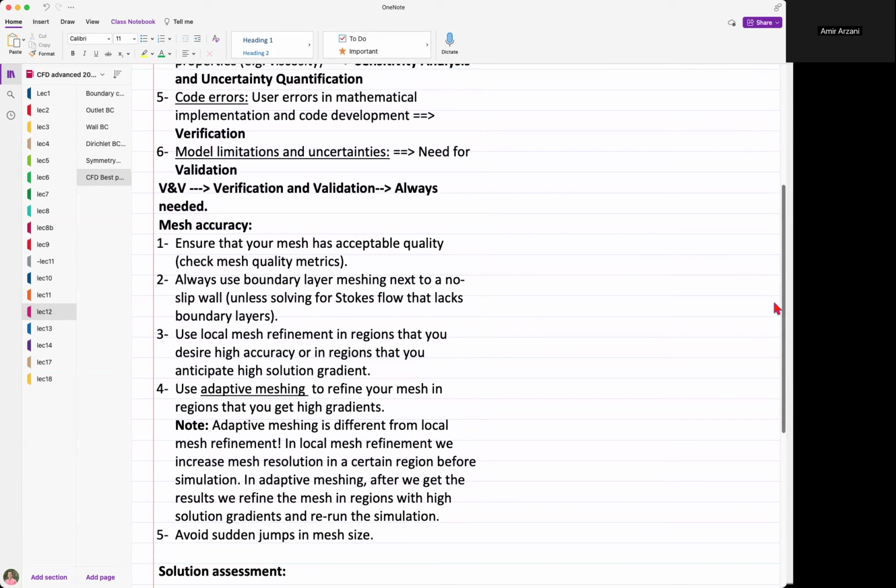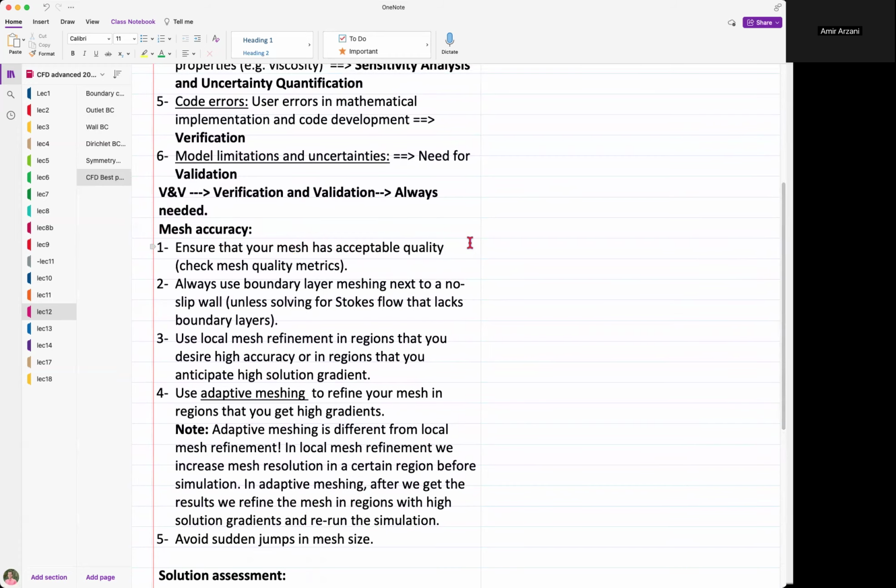And then in terms of our mesh accuracy, we need to make sure our mesh has acceptable quality. So we can always check the quality of our elements. Either the mesher that we're using outputs mesh quality metrics, or in some software like Paraview, we can also use appropriate filters to calculate some metrics that measure the quality of the elements that we have. We need to make sure we always use boundary layer meshing next to a no-slip wall, unless we're dealing with Stokes and low Reynolds number flows.